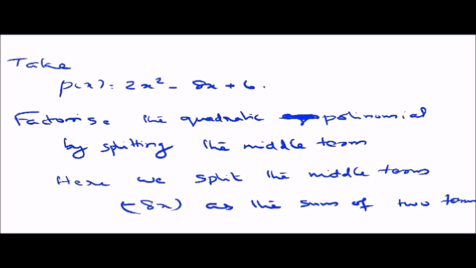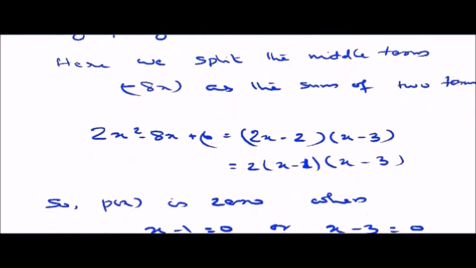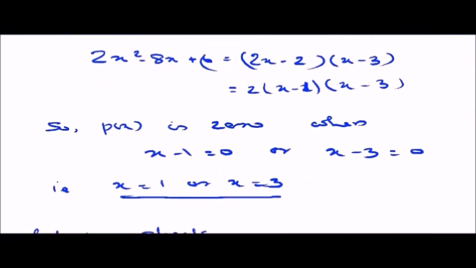Now let us take a polynomial p of x is equal to 2x square minus 8x plus 6. We already studied in class 9 factorizing the quadratic polynomial by splitting the middle term. Here we split the middle term minus 8x as the sum of two terms. So 2x square minus 8x plus 6 is equal to 2 into x minus 1 into x minus 3.